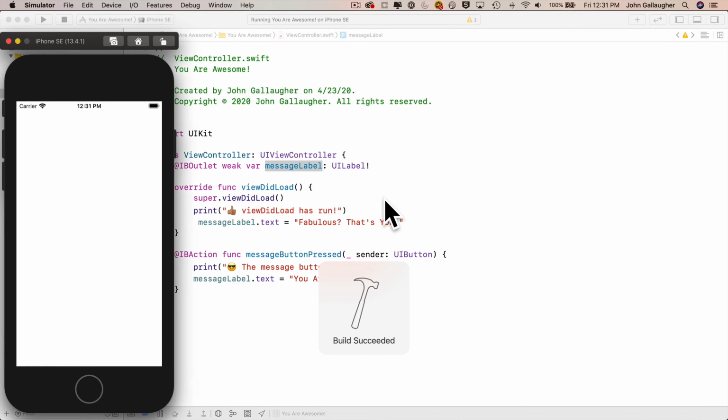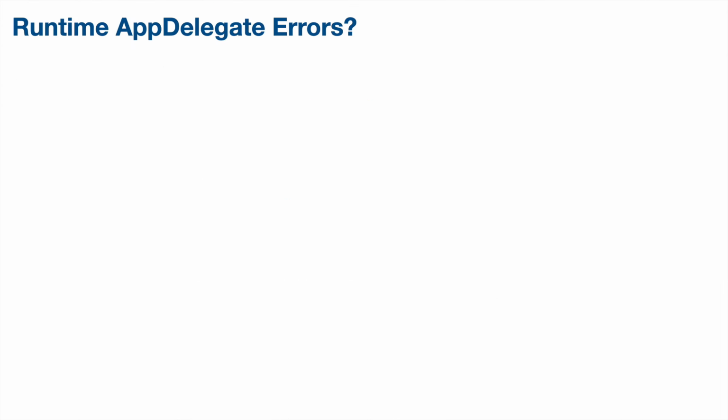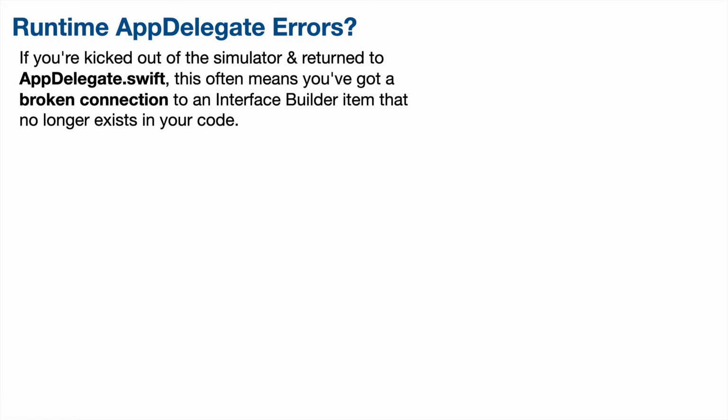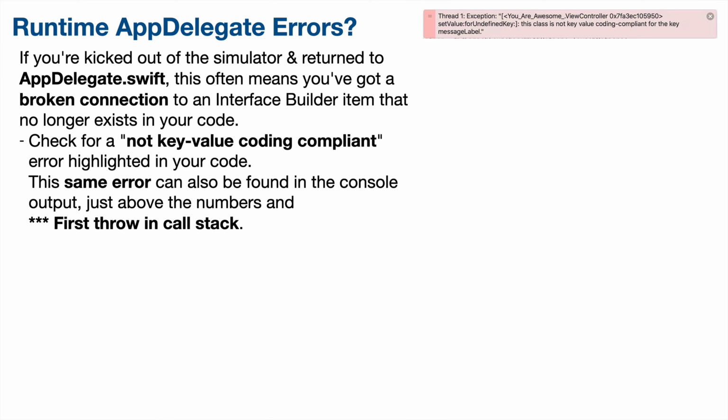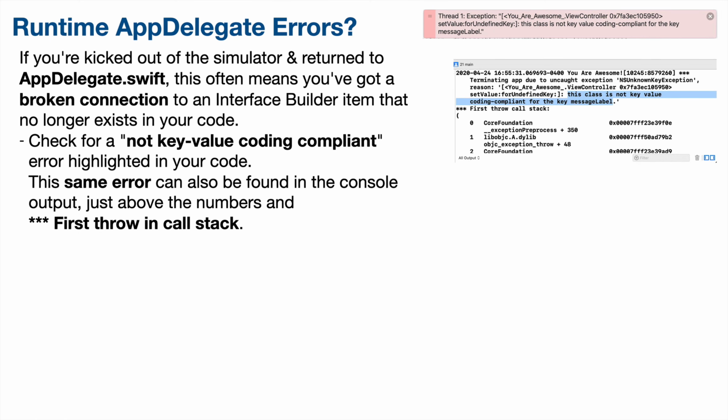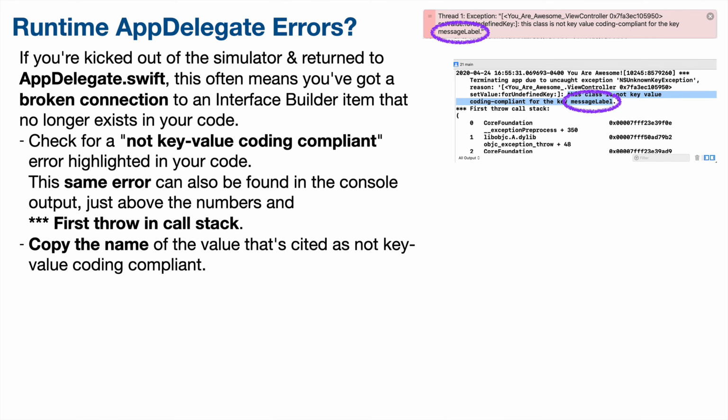Perfect. We're now ready to resume the next video right where we left off, but now you have the power of a debug detective. And in case you run into these problems in the future, you can just take a look at this step-by-step list on how to deal with issues if you're kicked out of the simulator and return to AppDelegate.swift. This often means that you've got a broken connection for an item that no longer exists in your code. So check for a not key value coding compliant error highlighted in your code. This error can also be found in the console just above the numbers and first throw and call stack.